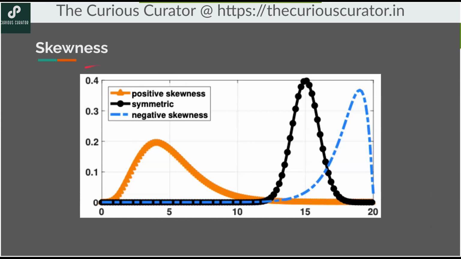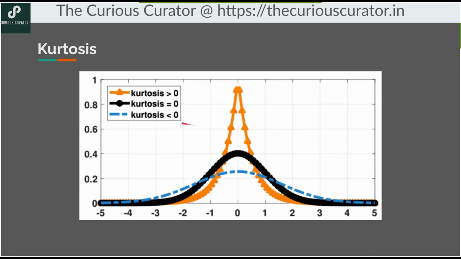And we'll see in the next slide what kurtosis is. Okay, so first thing is skewness. So skewness could be either positive, negative, or 0. So if it's a totally symmetric distribution, then skewness will be 0. And if it's tilted towards the left, then it's positive skewness. If it's towards the right, it's negative skewness. So that's skewness.